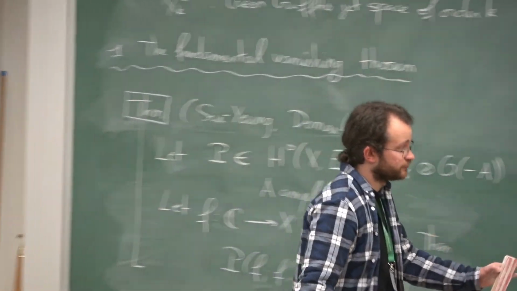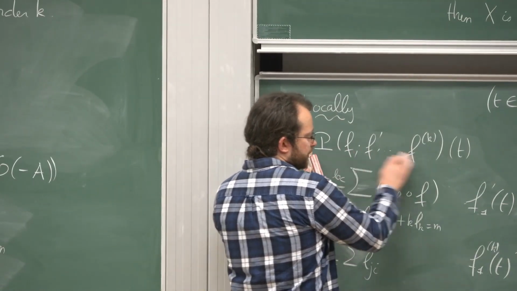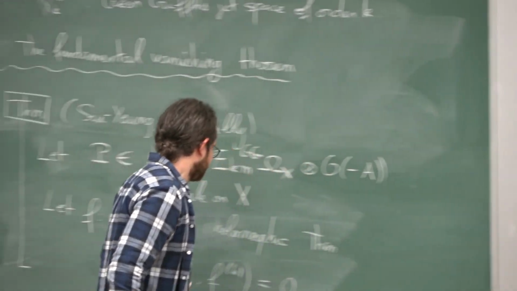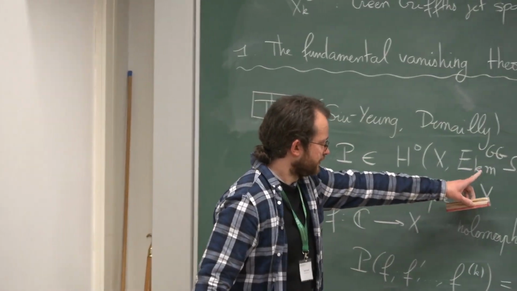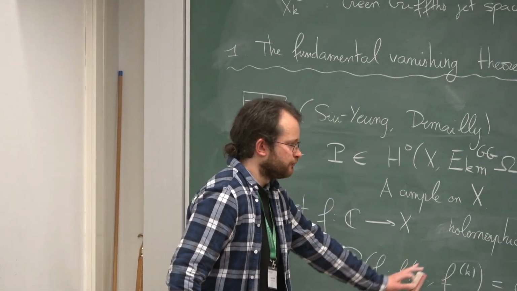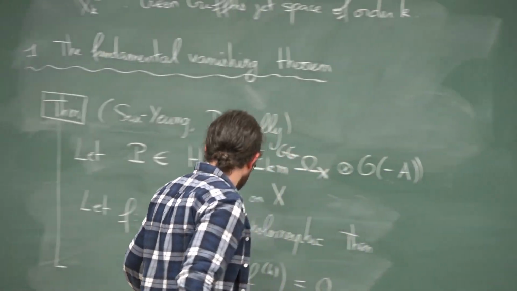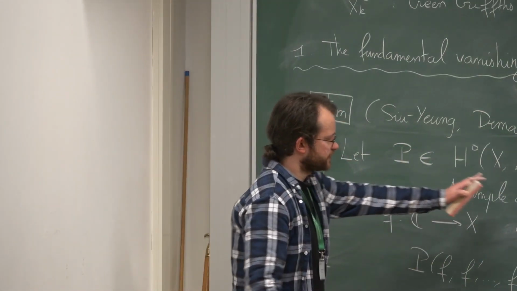Okay, so this is a differential operator that can locally be written that way and that you can apply to any entire curve. And the theorem tells you that if this vanishes along an ample line bundle, then it is identically zero when you apply it to f. So this gives a strong restriction on entire curves inside X.